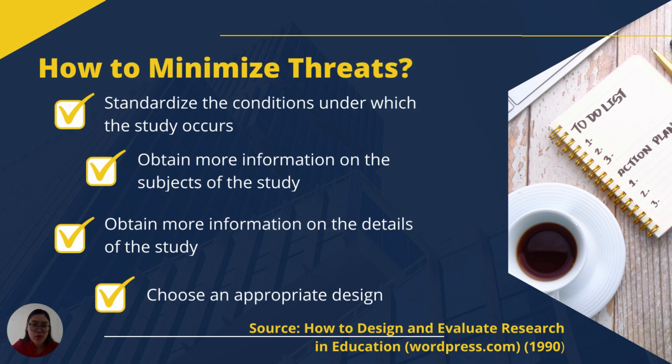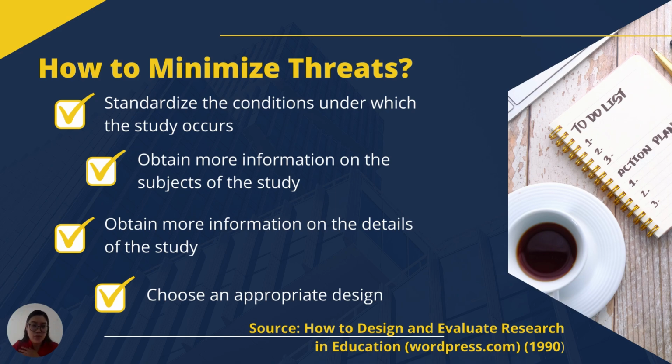Second is to obtain more information on the subjects of the study and use that information in analyzing and interpreting results. This helps control for a better subject characteristics threat and possibly a mortality threat as well as maturation and regression threat. Third is to obtain more information on the details of the study. That is where and when it takes place, extraneous events that occur, and so on. This helps control for location, instrumentation, history, subject attitude, and implementation threat.